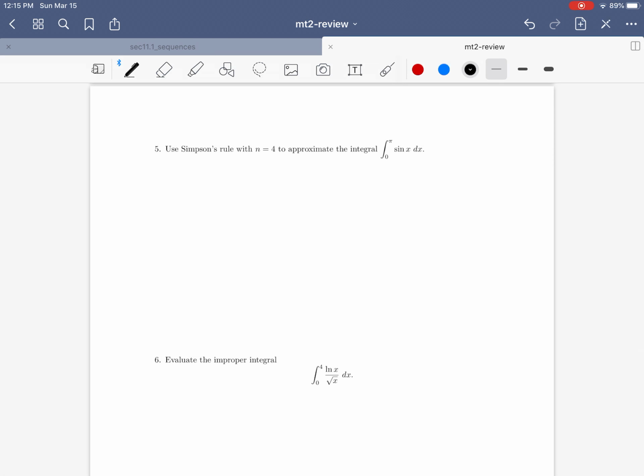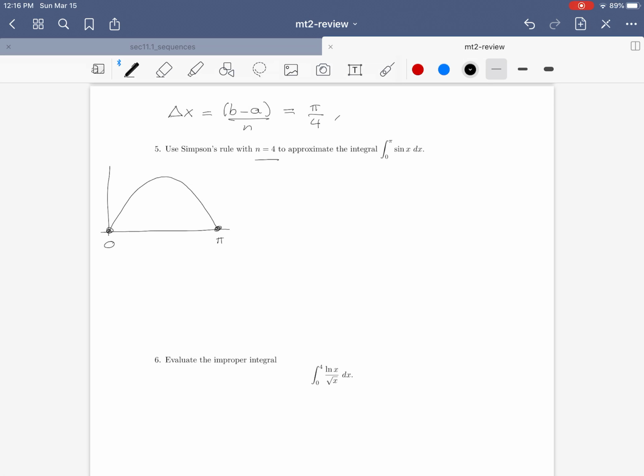So first thing I want to do here, let's just draw a little picture to illustrate what's going on. So here's sine x between 0 and pi. And we're using n equals 4. Okay. So this is pi, this is 0. So in this case, our delta x is b minus a over n in general. So this is pi divided by 4.